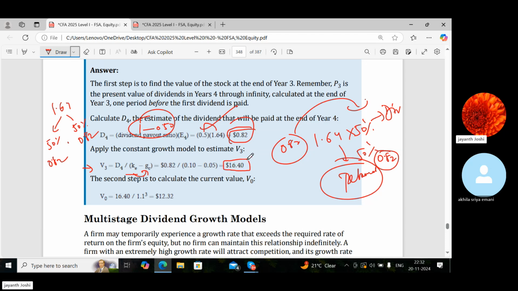Now, at the end of year 3, the stock value is 16.40. We'll bring it to the present scenario. And what is the discount factor given to us? 10%. So 1.10 whole cube. So we will get the stock value as on today as 12.32.